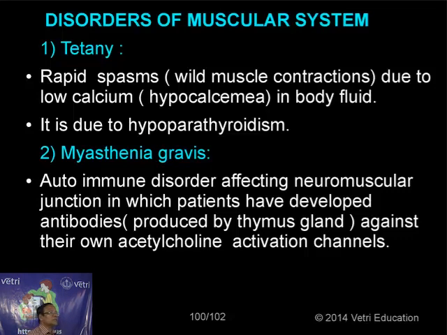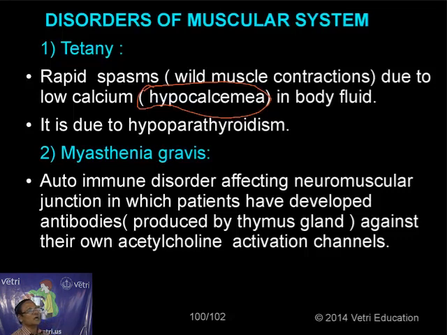This results in rapid contractions of the muscles, or rapid twitching and tightening of the muscles. That is called spasm. One of the reasons, as I mentioned, is that the calcium level decreases in the blood. That condition is called hypocalcemia. A decrease in calcium level in the blood is one of the reasons for the development of tetany. So it is due to hypoparathyroidism, a decreased level of parathormone or the degeneration of the parathyroid.